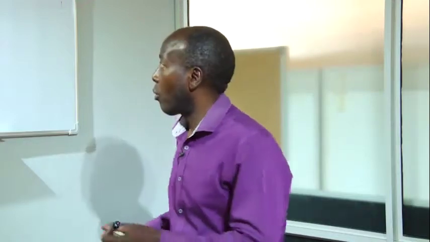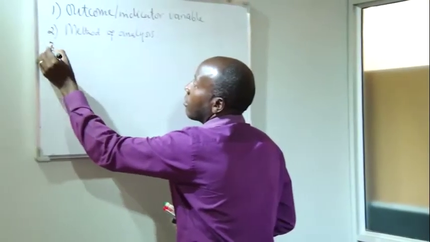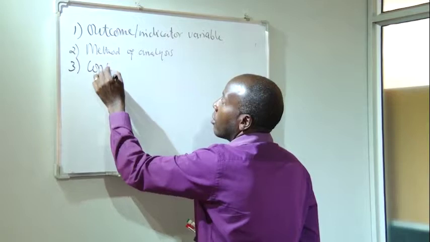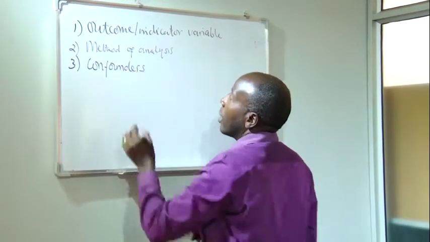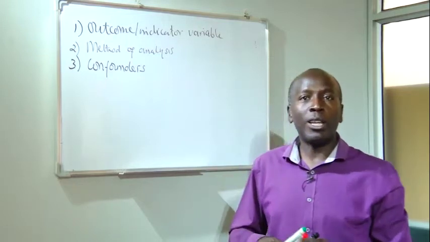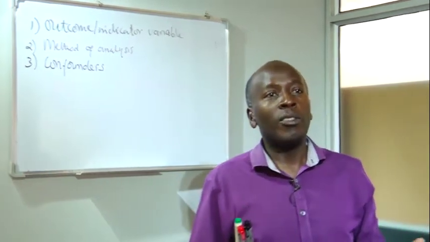The other part to look out for is which confounders did people in previous studies adjust for? Third thing is confounding variables or confounders. As you review literature, you will actually see that in this study X, the outcome was this, the method of analysis was this, and they adjusted for these confounders. And they give the reasons why they adjusted for them.